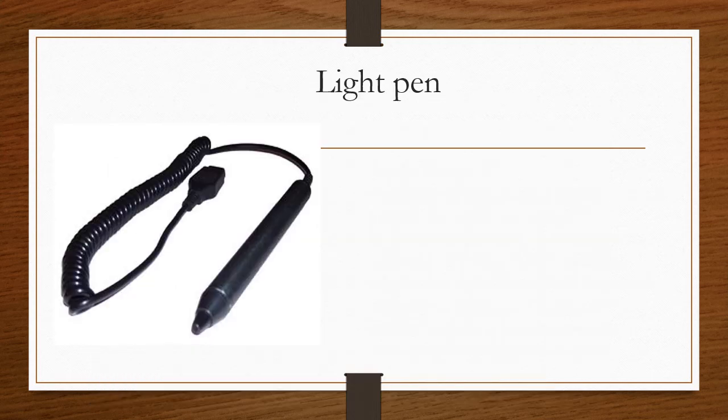The first one is light pen. What is the use of this light pen? This light pen is used to draw on the screen electronically. We can make a signature and we can draw something on the monitor, computer or projector. What is the use of this? Because while you are applying for a driving license, at that time you will sign with this light pen.